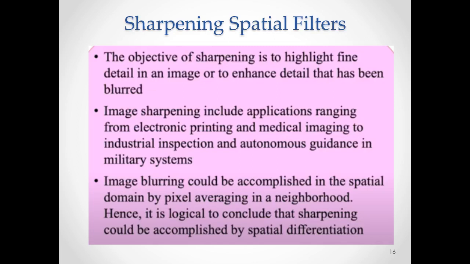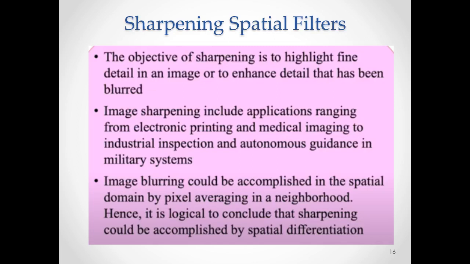Similarly, we can define the properties for the second order derivative. It must be 0 in flat areas. This is the property of second order derivatives. It must be non-zero at the onset and end of the gray level step or ramp, and must be 0 along the ramp of constant slope. Remember these properties. We will take an example where you will understand what a ramp is and what a flat segment is.